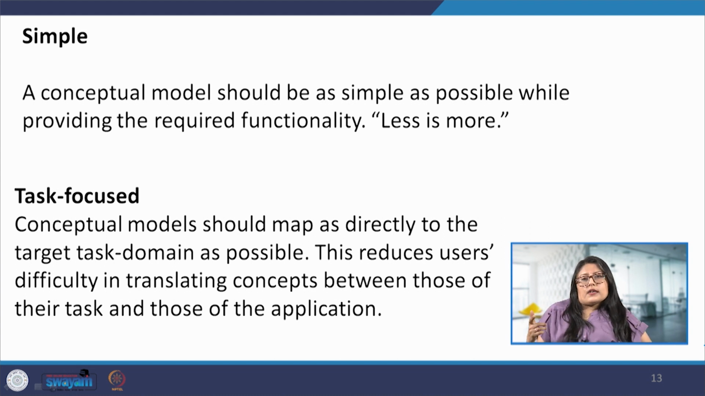But now if the designer adds more such hierarchies into it, that will make the application more complex than what the user was earlier expecting. The broad majority wanted only two hierarchies, but now there are more than that, so they will create some confusion. The other one is the task focused requirement, that models should map as directly to the target task domain as possible.